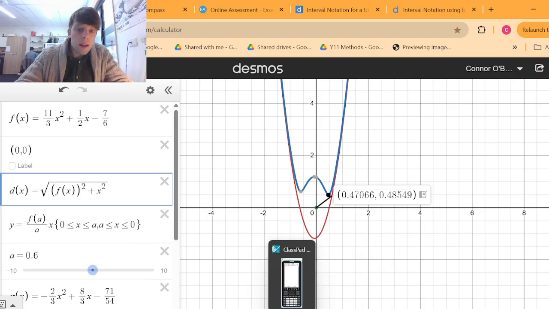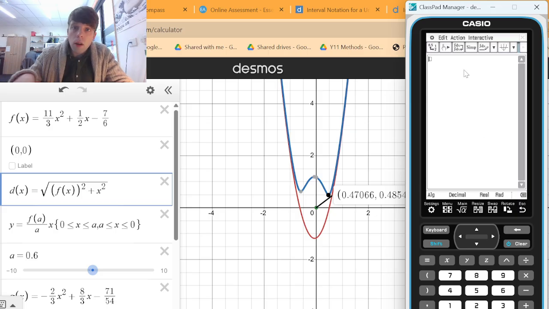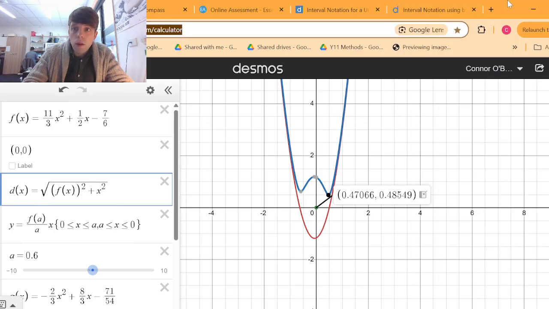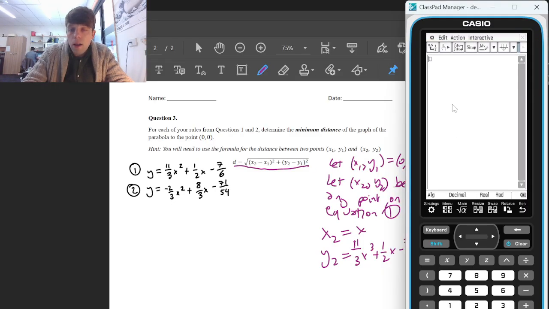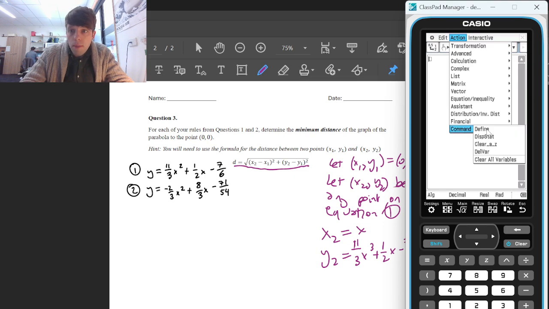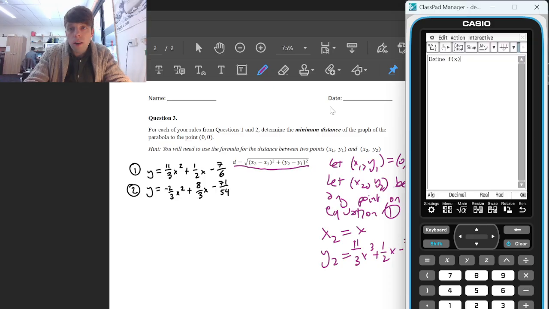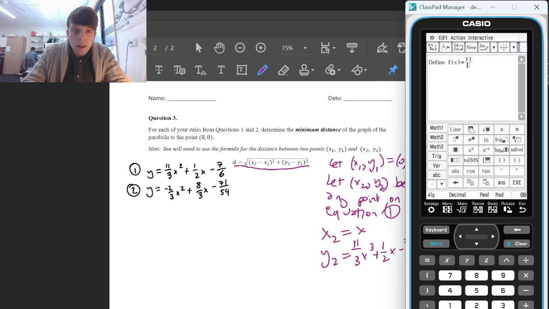We can also do this on the CAS calculator. If we bring that up, how you might do this is we would first define our 2 equations. If you remember from part 1, the way we can do this is we go action, command, define, and I'm going to define the equation f of x is equal to what we found last time. So we have 11 over 3 x squared plus 1/2 x minus 7 over 6 defined like that. We also need to define our distance formula.